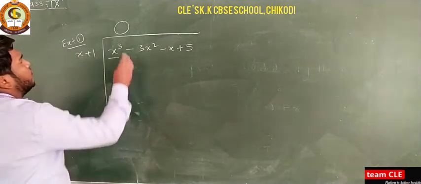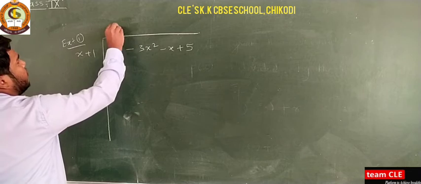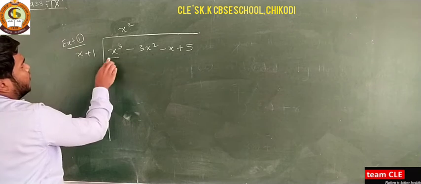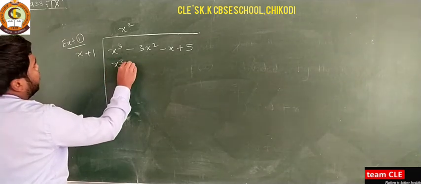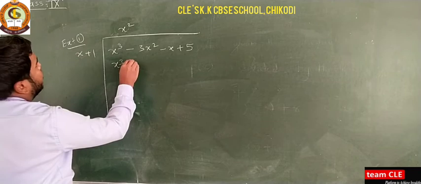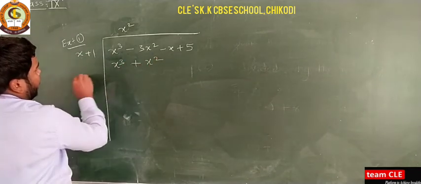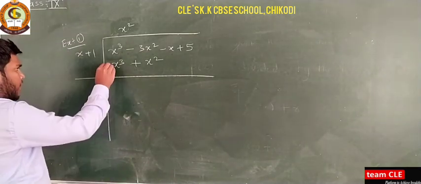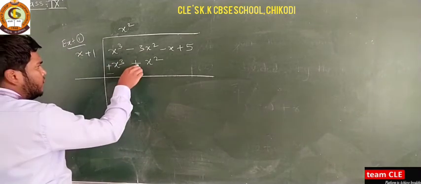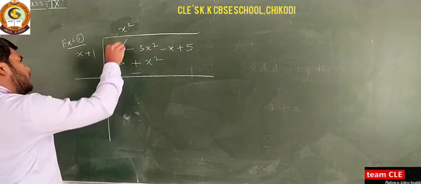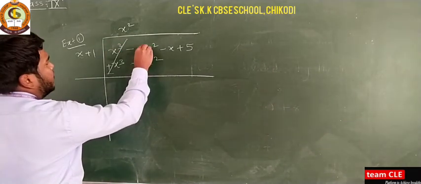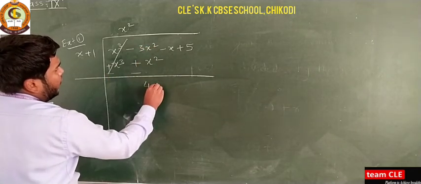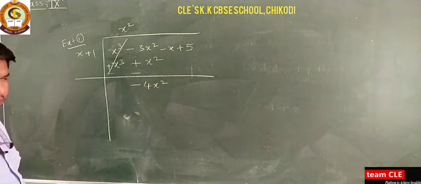So here I use the x square concept. x square into x gives you x cube. Next, x square into 1 is plus x square. Now you have to interchange the signs. This is plus, it will become minus, and this is plus, it will become minus. Plus and minus get cancelled. So remaining is 3x square and x square. So 3x square plus x square you are having as 4x square. So this is minus 4x square.